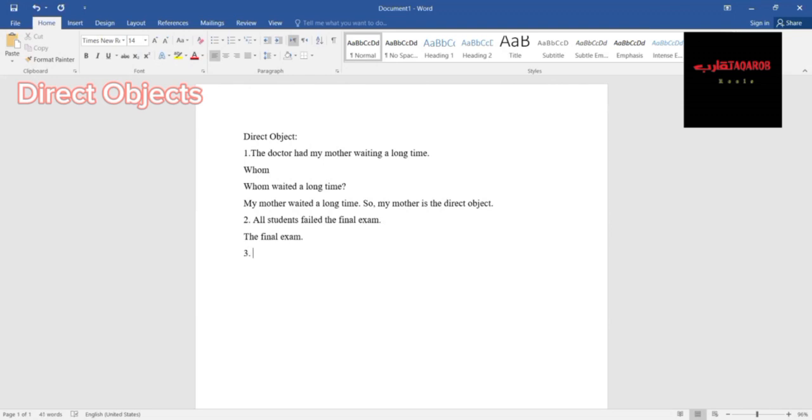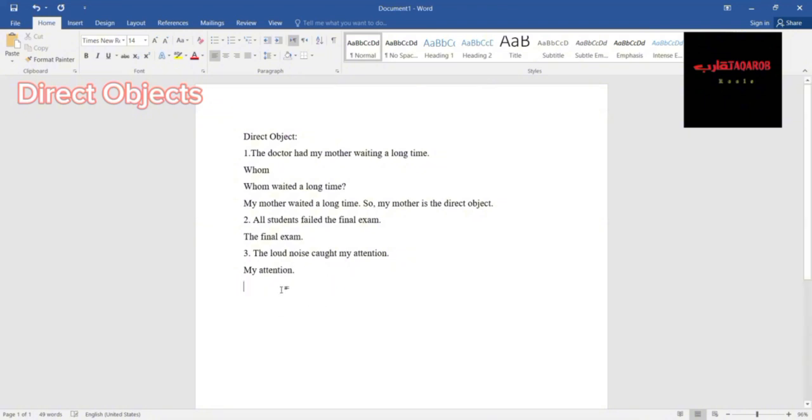Another example. The loud noise caught my attention. So what did the loud noise catch? My attention. So my attention is a direct object. This is how it works, guys.